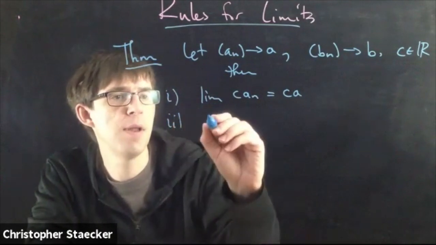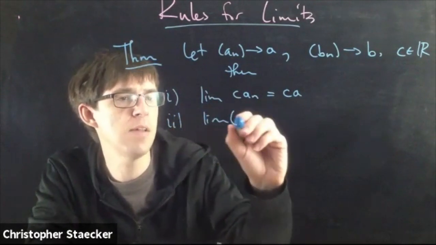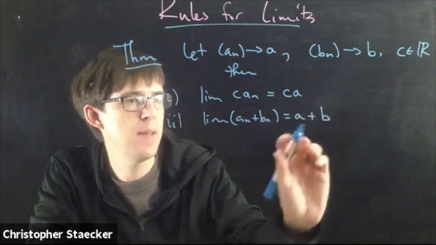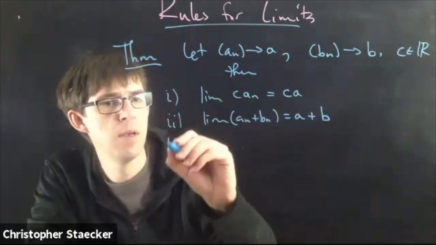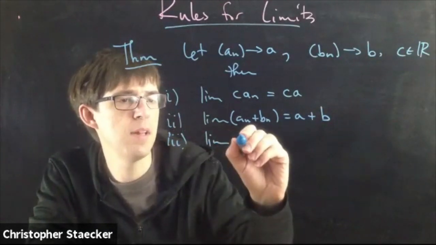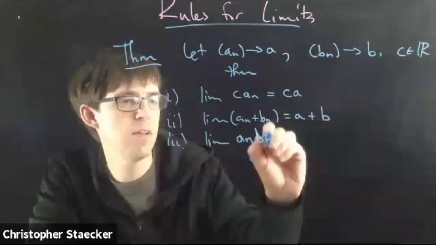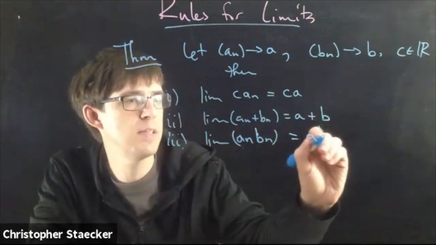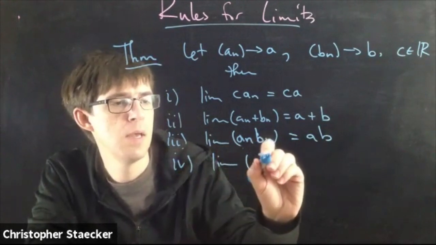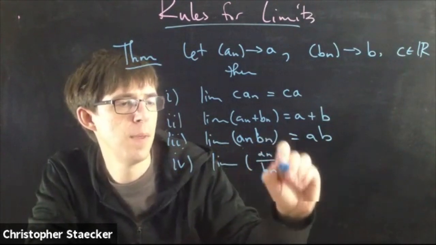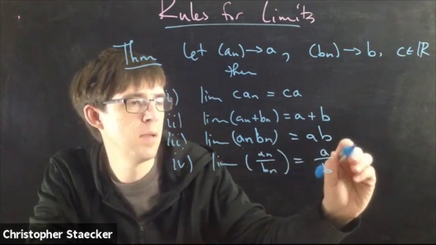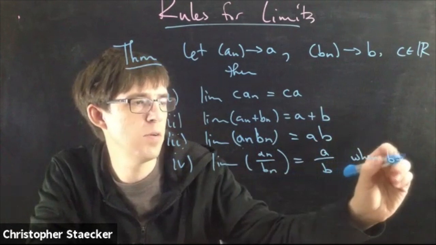The second thing is about adding the sequences together. The limit of a_n plus b_n is A plus B. That is the limit of the a_n plus the limit of the b_n. Another thing is about multiplying the sequences together. The limit of a_n b_n is equal to A times B. And then the last one is about a quotient, a_n over b_n. And what you get is A over B, provided that B is not 0.